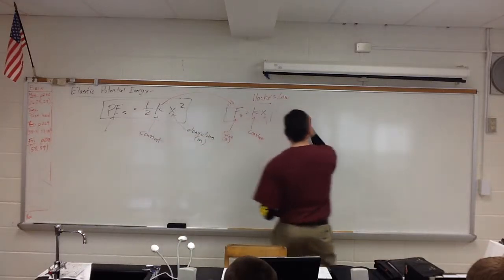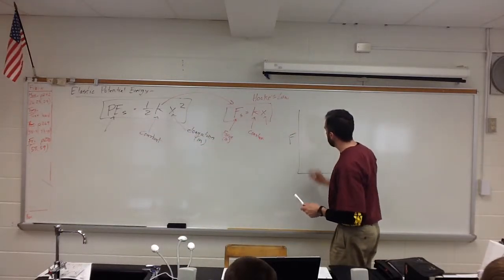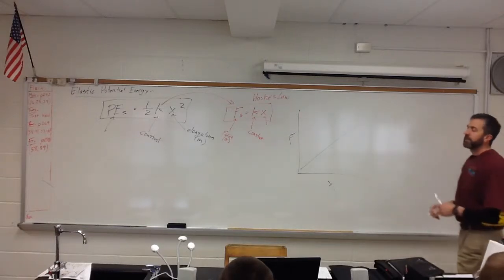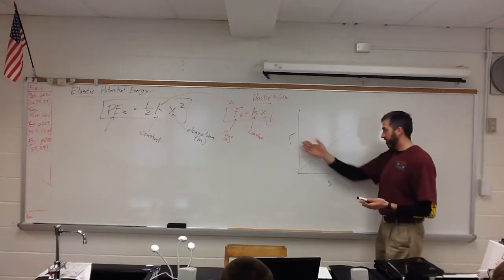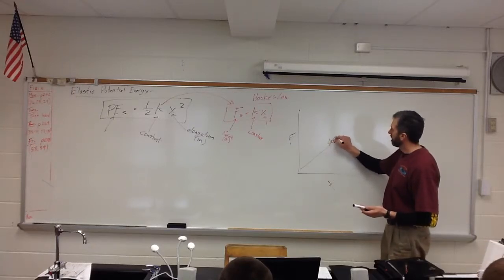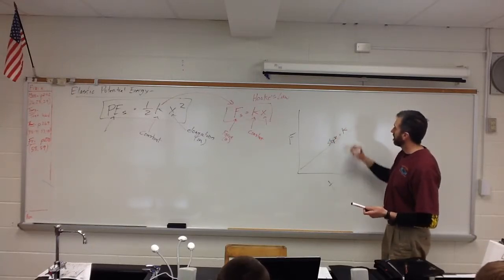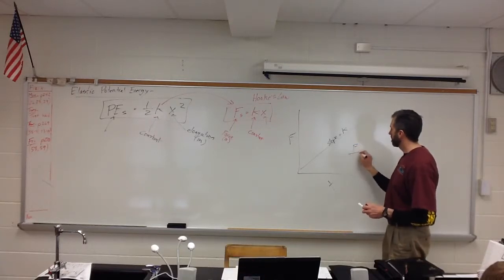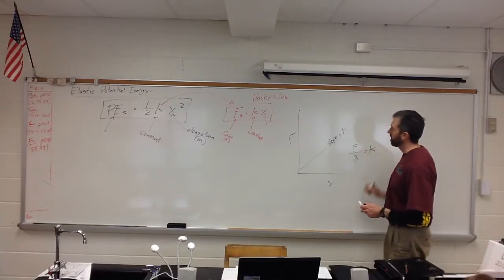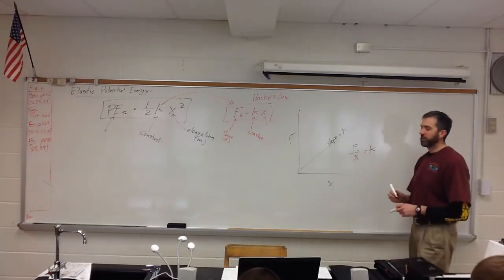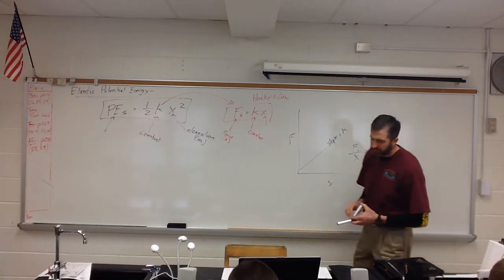In a graph format, it will be a linear relationship. Since it's a linear relationship of force versus elongation, if you take the slope, it will give you the k value. Force over elongation is going to give you the k value. That's that equation rearranged. Just put a little s to indicate we're talking about springy objects.